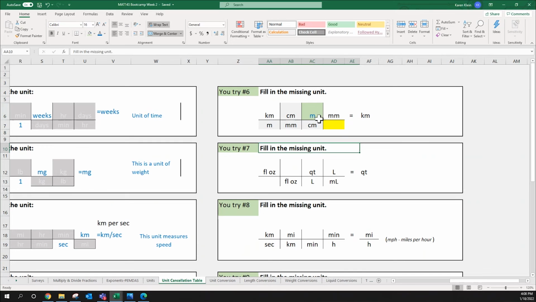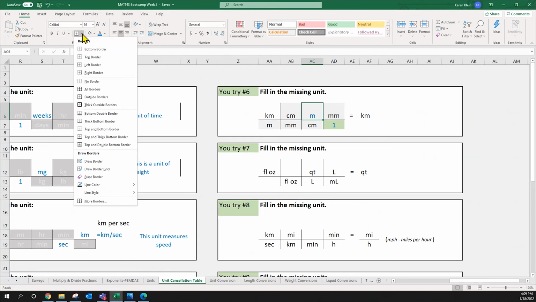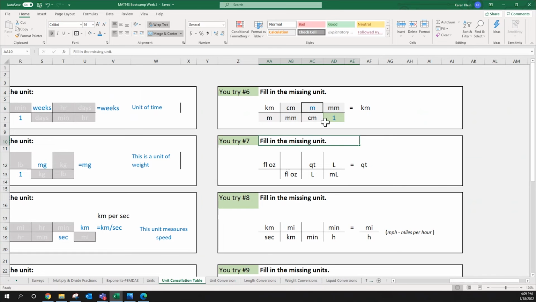Trying to find my colors here. So this is what's missing. And then what's going to go underneath millimeter? That's going to be a 1 because we don't want it to impact anything else. So now we have this also taken care of. So meters is gone. I guess I can go ahead and mark that there as well. So we've got this one gone, we have this one gone, we have that pair gone. So we have kilometers over 1. We're done. So that was our answer here.